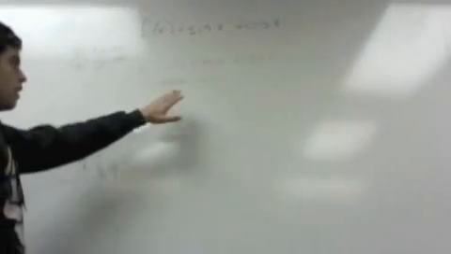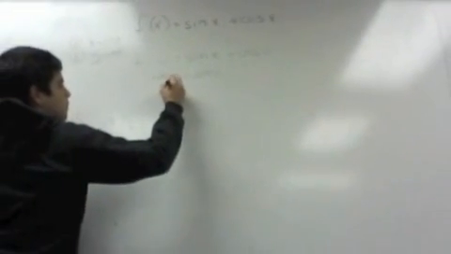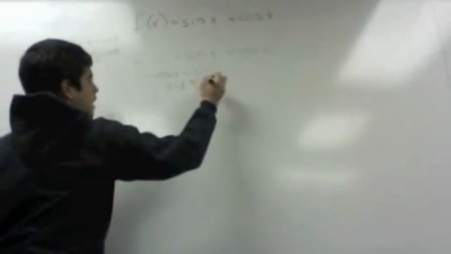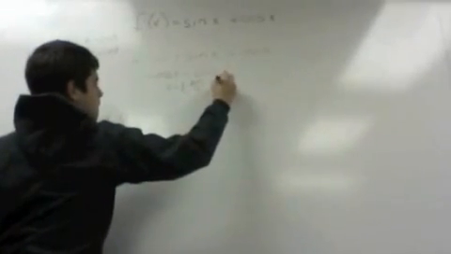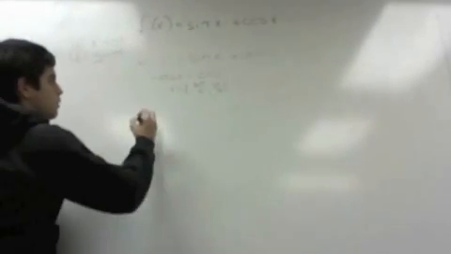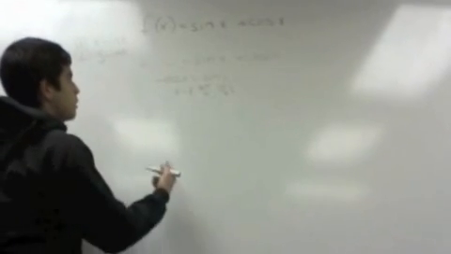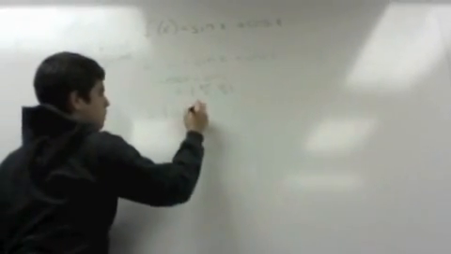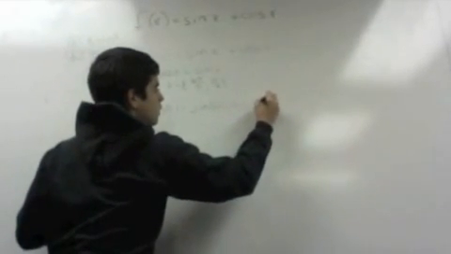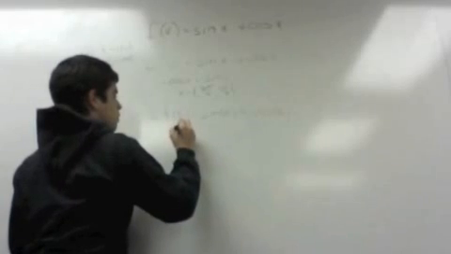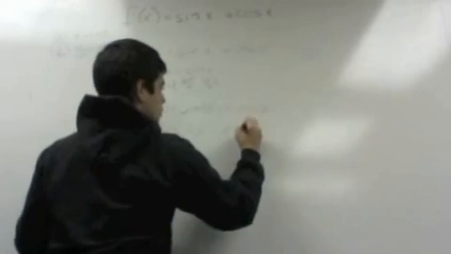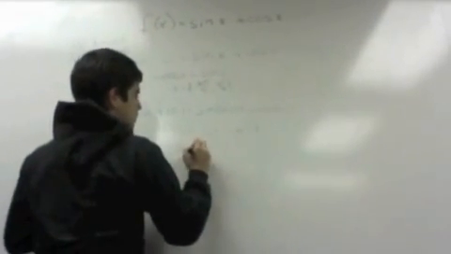So now we know that the values of x would be 3 pi fourth and 7 pi fourth. Now, to find the y-intercept, we have to find the value of f of 0. So we substitute the values: sine of 0 plus cosine of 0. Sine of 0 is 0, and cosine of 0 is 1. So f of 0 is 1.